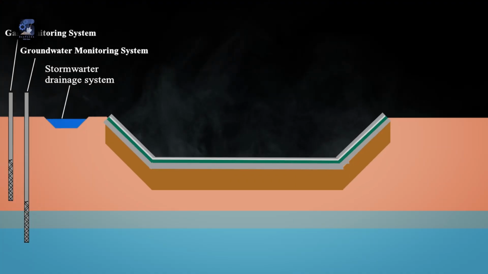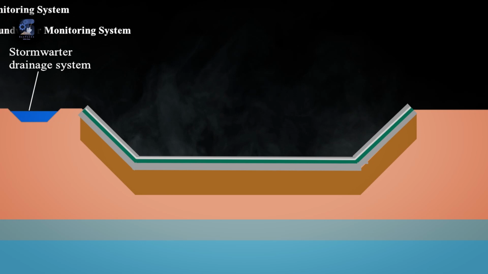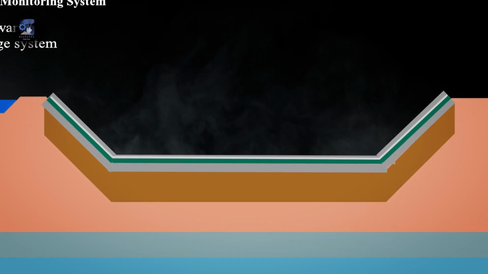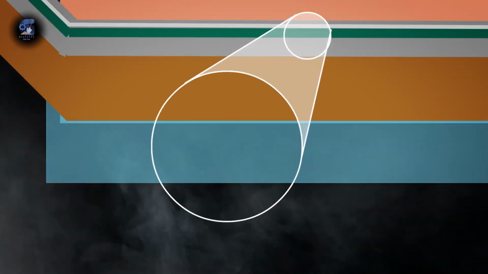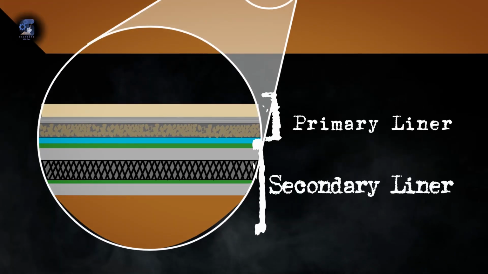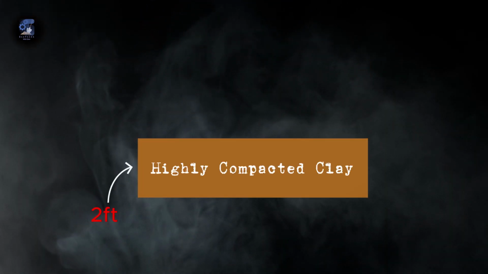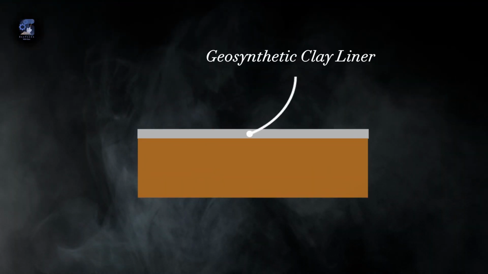Modern landfills are constructed using a double liner system installed at the bottom and the sides of the excavation. The double liner system is comprised of different materials layered on top of each other, creating a watertight barrier that can prevent leachate from leaking into the ground. The secondary liner is a 2 feet thick leveled layer of highly compacted clay covered by an impermeable geosynthetic clay liner.